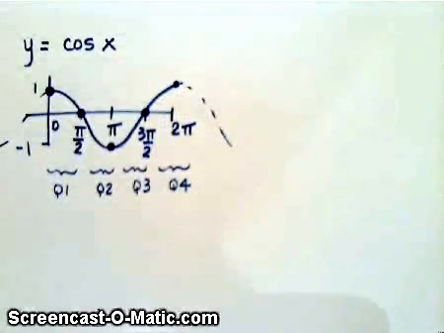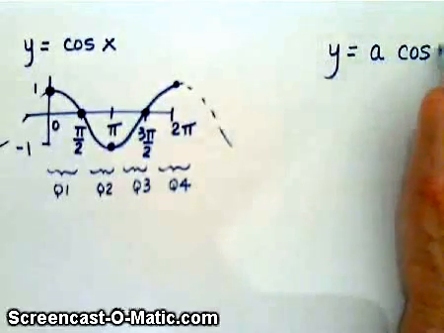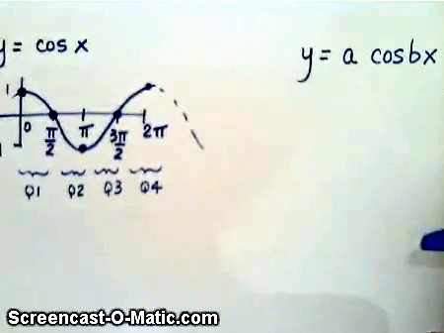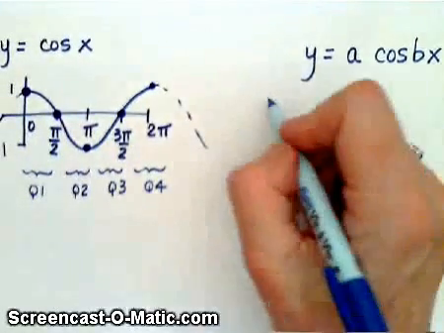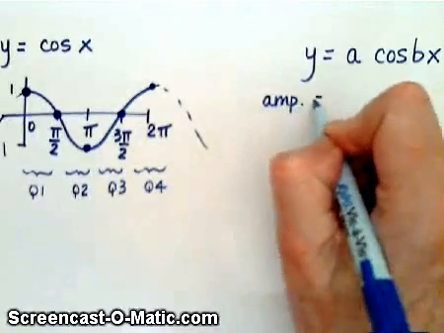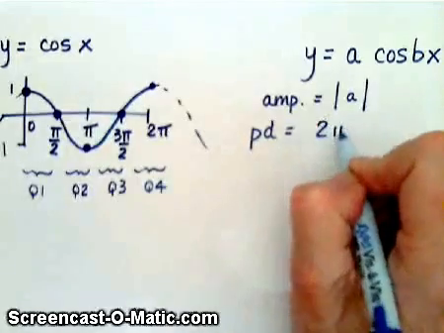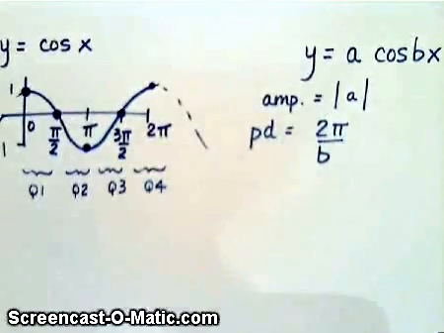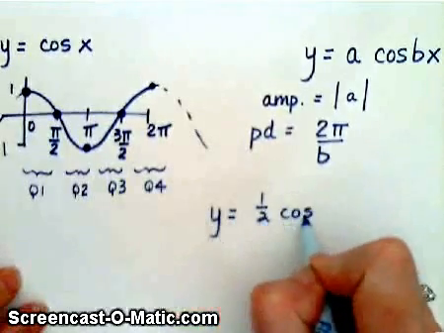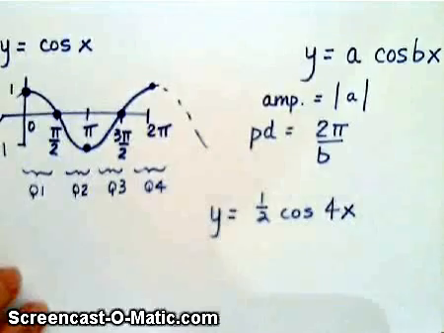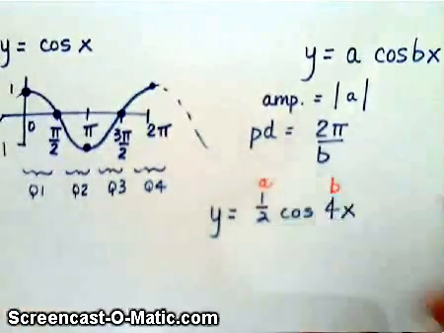Now the shifts for cosine will work exactly like sine. We will graph in the form y equals a cosine bx, where a is the amplitude and 2 pi over b is the period, just like sine. So amplitude is the absolute value of a, and the period of cosine is the normal period, 2 pi divided by b. In this space, let me graph y equals 1/2 cosine 4x. With my red, I'm going to mark this is your a and this is your b.